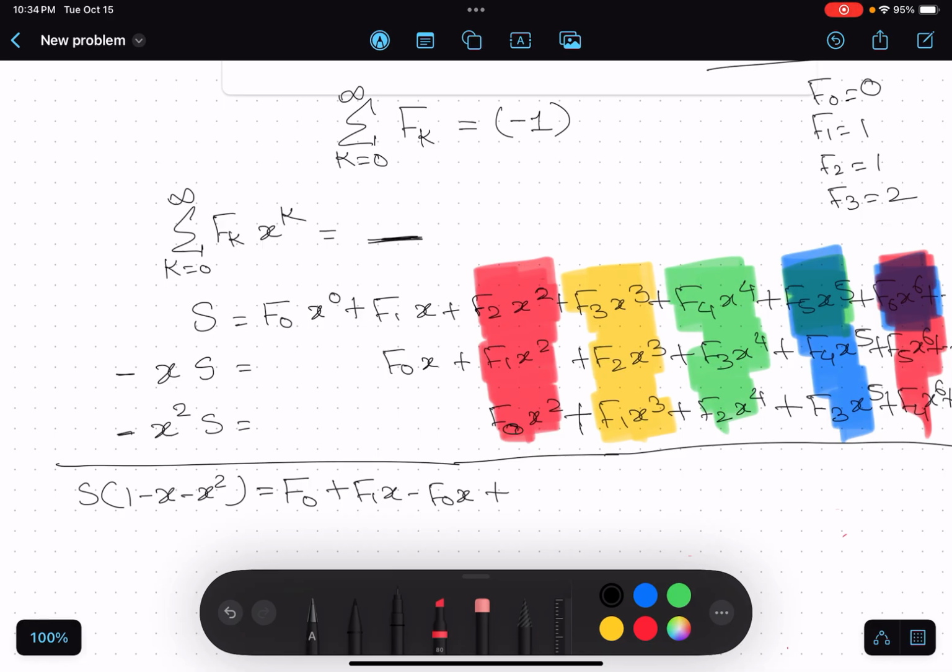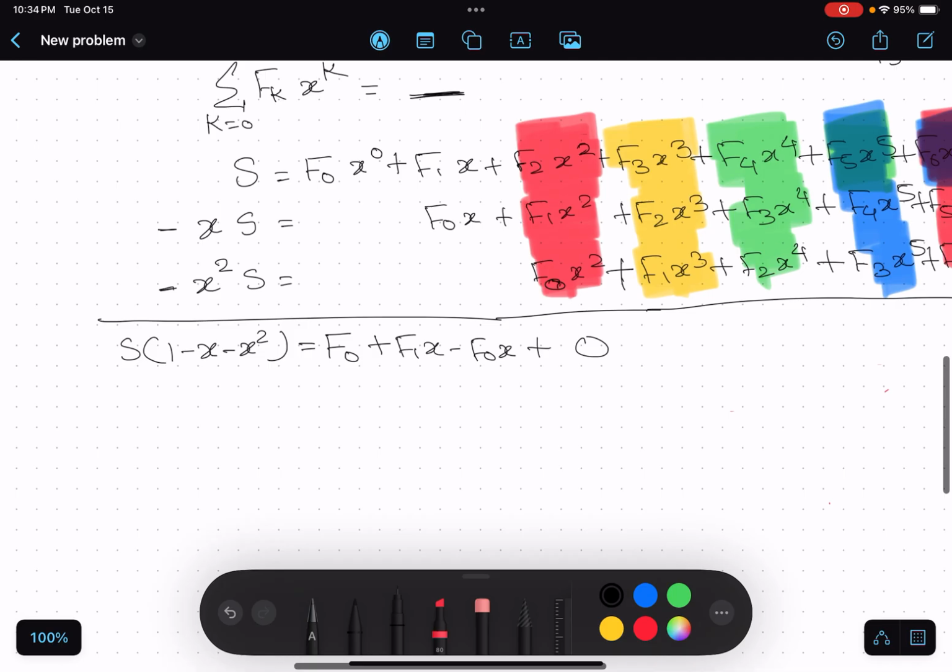Okay, now so this is just 0. So now what we can do is substitute the values of the Fibonacci numbers.